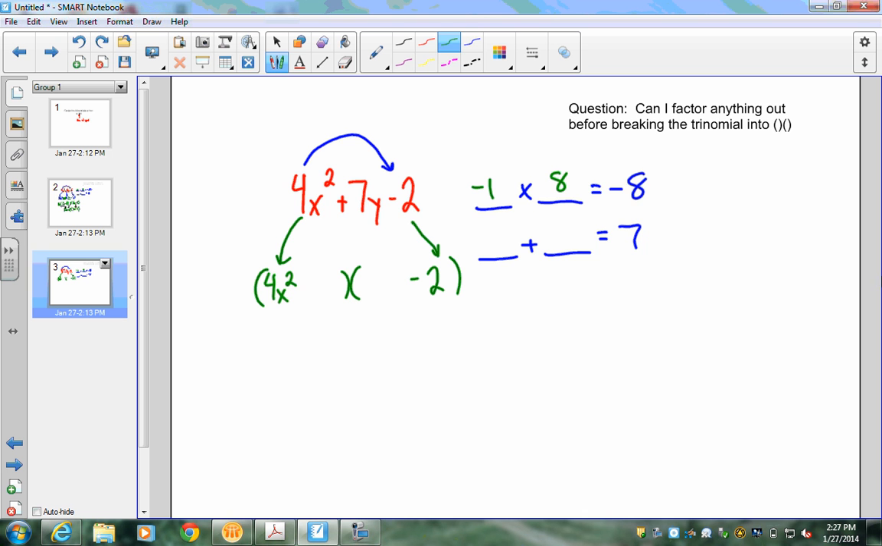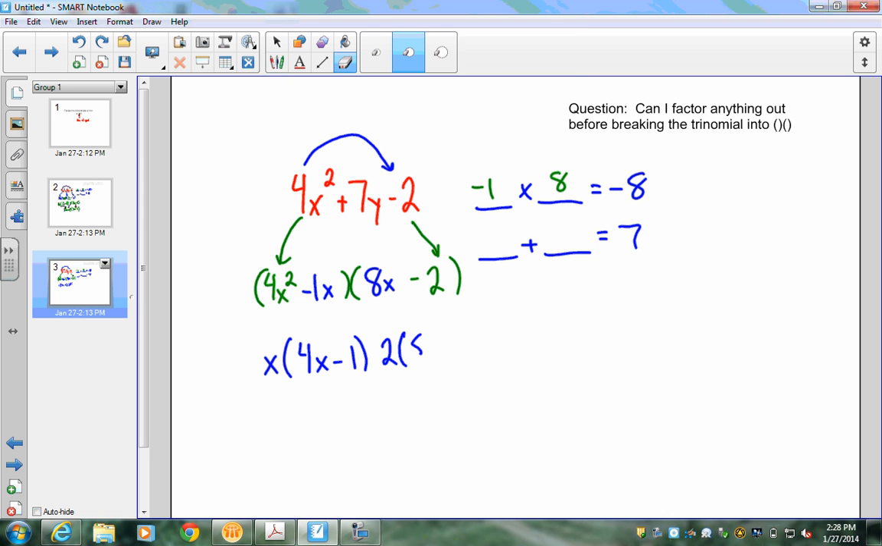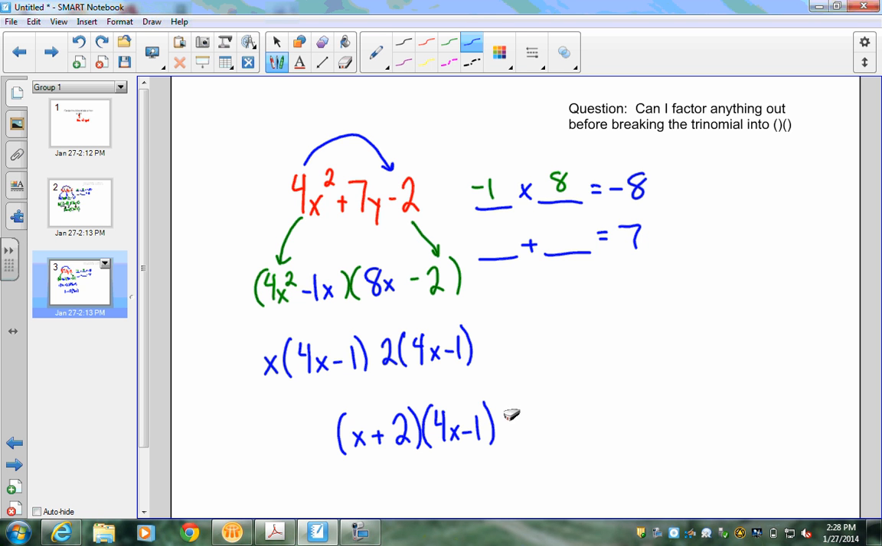My number combination, I'll write in blue here, is going to be negative 1x and positive 8x. Now, you don't have to put the 1x, you can just put x, but I just did that so you can see it. So I'm going to factor out an x here, and when I factor out an x, I get 4x minus 1. I'm going to factor out a 2 here, and I end up getting 4x minus 1. Once again, our parentheses match, so for my final answer, it'll be x plus 2, and then 4x minus 1. There's my final answer. If you have any questions, let me know. Thank you for watching.